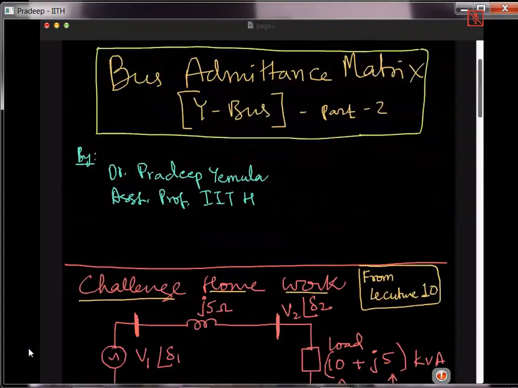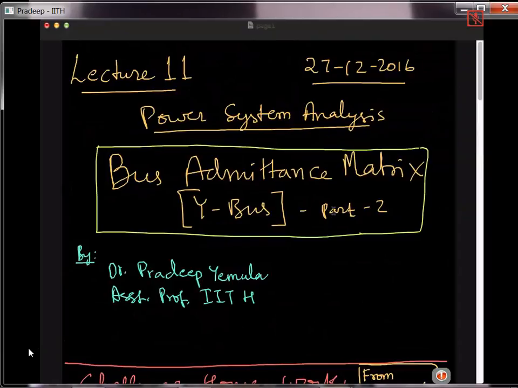We started talking about bus admittance matrix, and today also we will conclude the topic. Basically, I will be reviewing, and then some more practical problems we will look at forming the bus admittance matrix today. And as you recall, at the end of the lecture number 10, today is lecture 11.